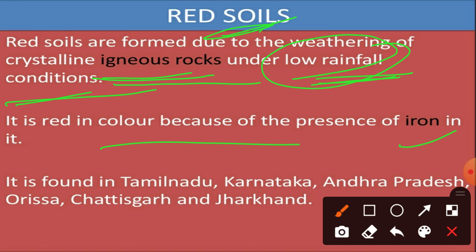It is found mainly in Tamil Nadu, Karnataka, Andhra Pradesh, Odisha, Chhattisgarh and Jharkhand. These are the important states for the red soil.